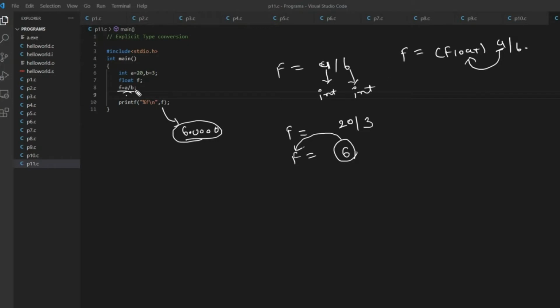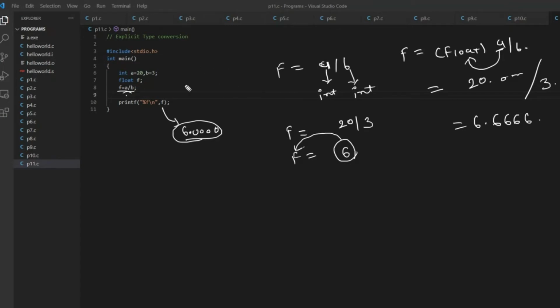So this is called explicit type conversion. Temporarily, we are telling the compiler to treat this variable as a float for this particular line. So it will take 20.000 and divide by 3. That means it will be in float format, so my output is 6.66666.